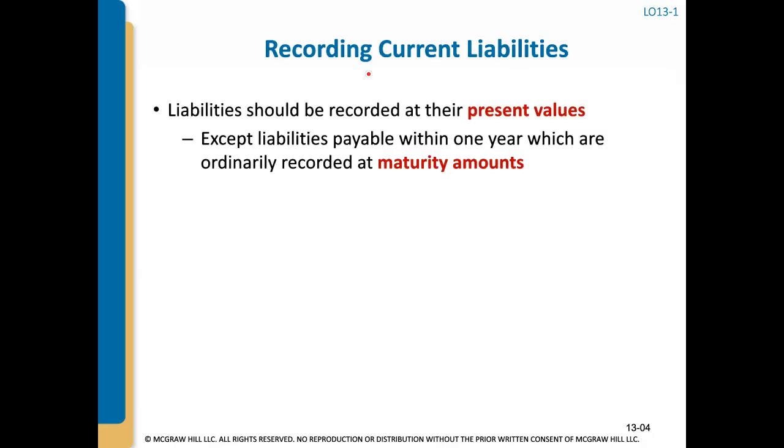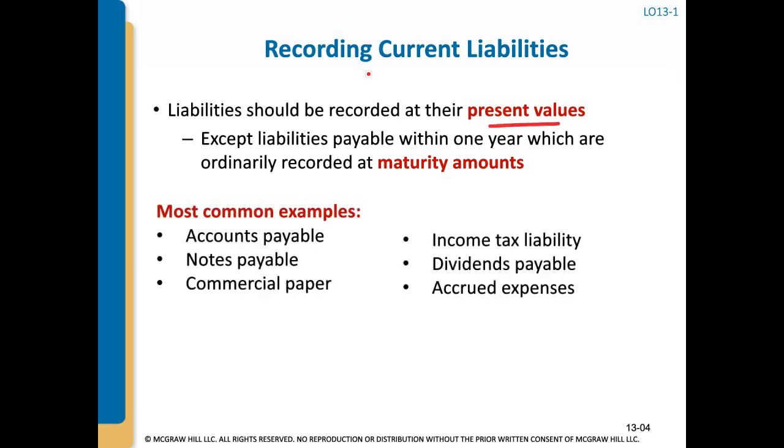All liabilities should be recorded at their present value, which means that you record it at the present value of the principal plus any interest that may be owed. However, for current liabilities that are payable within 1 year, we typically only record them at the maturity amounts, or think of it as their face value.